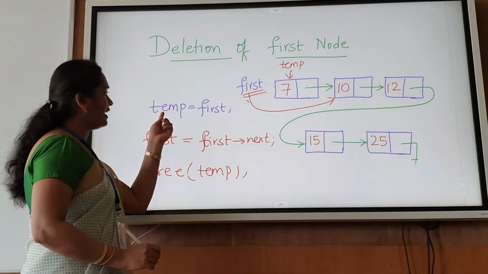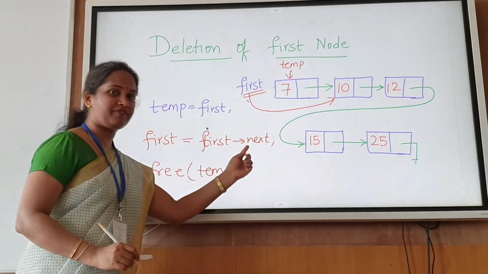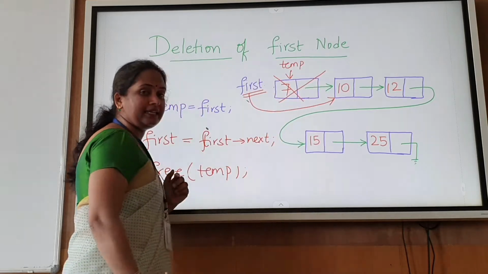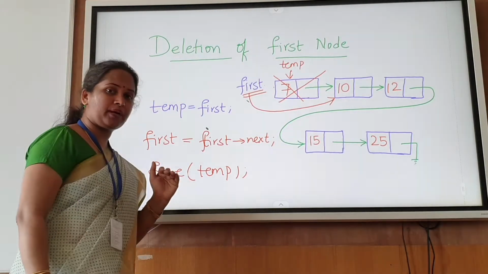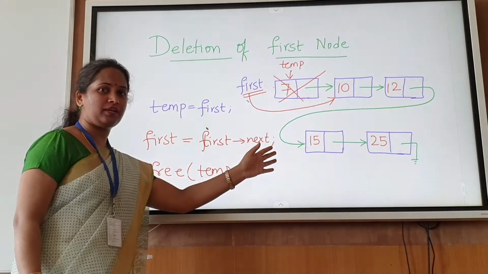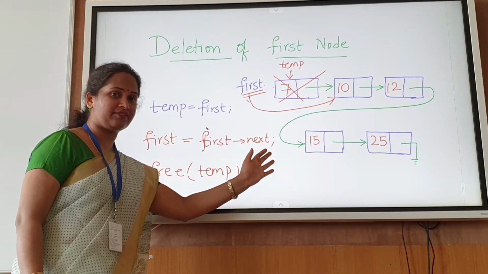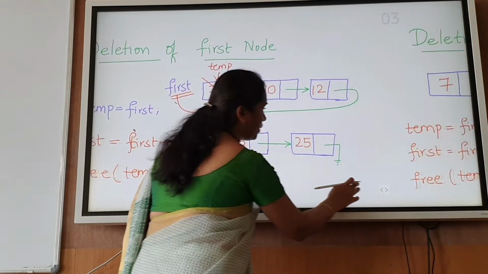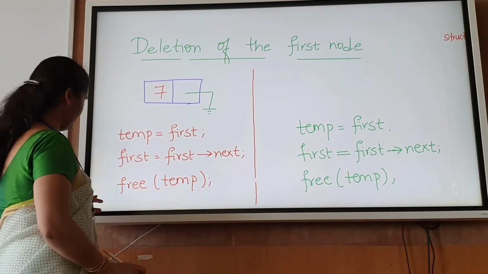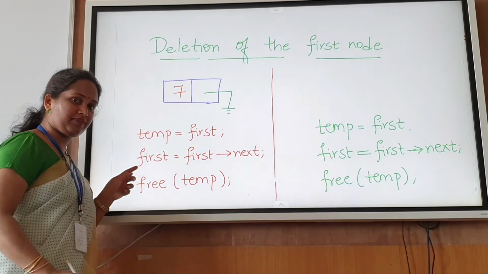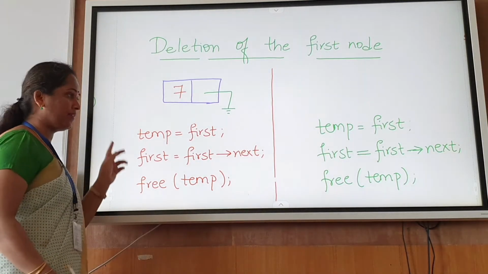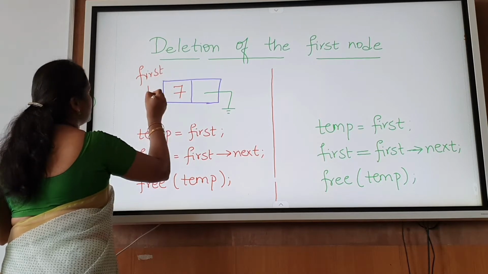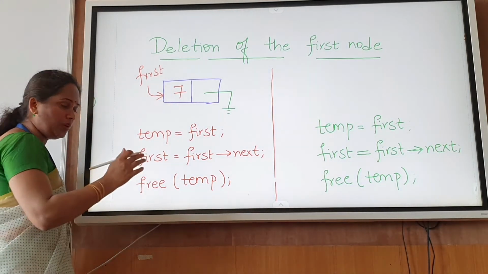Let's cross check again. I say temp is equal to first, I update my first to the next node, and I call free of temp, which will basically delete this node. So this seems to be working when we have 5 nodes, 10 nodes, or any number of nodes where the number of nodes is greater than 1. Let's look at whether this code works when I have just one node. This is the same set of 3 lines that we had written. So let's check if the same lines of code will work for a scenario where there is only one node existing. What would happen?